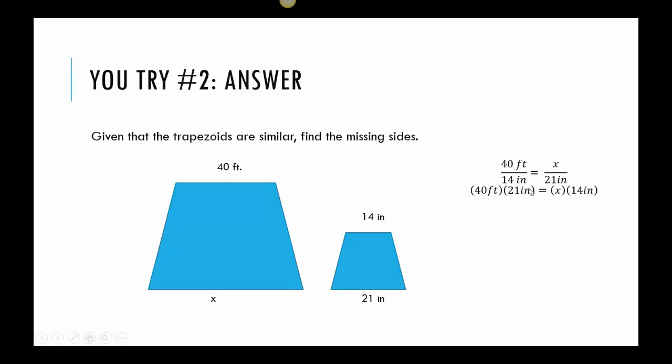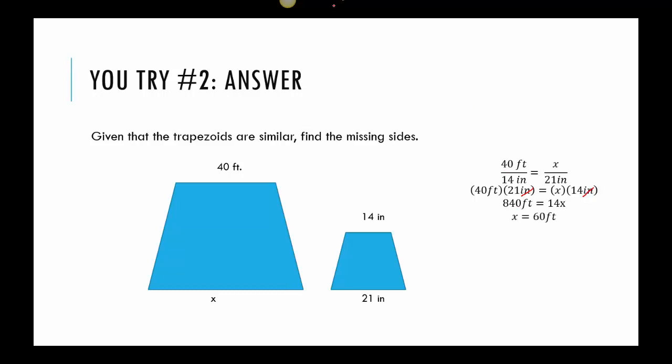And even here, when I did put them in, you could kind of think, and let me grab a pen so I can mark it out, that this inch and this inch could cancel out if I were to divide both sides by inches. So my final answer is going to be in feet, which is good because that goes with the big trapezoid that I had. So there, 40 times 21 gave me 840, and I'm leaving the feet in there. And then just 14x on the right, I divided by 14, and I got 60.